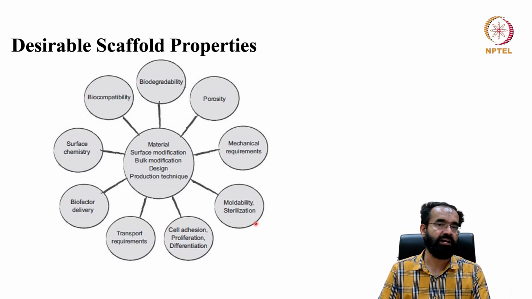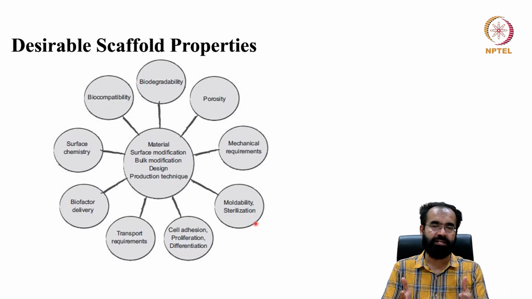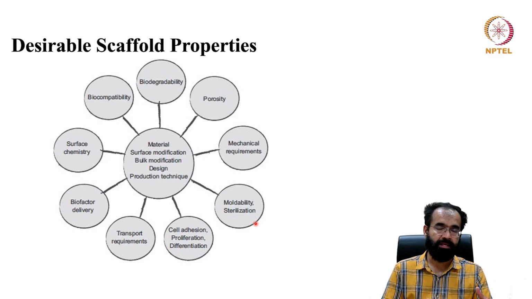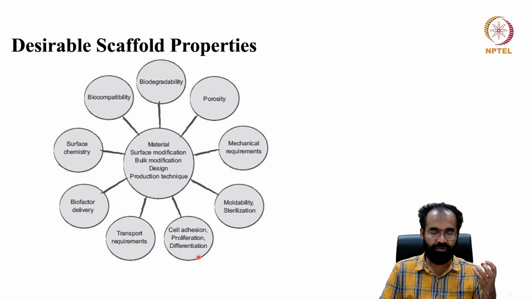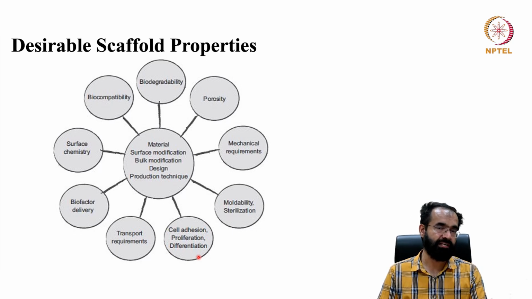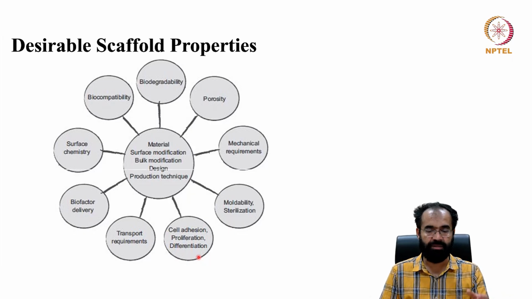And moldability and sterilization. You should be able to make it to any shape and mold, whatever shape you want for this biomaterial. Also it should be amenable for sterilization. If you sterilize either by autoclaving or UV radiation, if it deforms, then it's not a good biomaterial. And cell adhesion and proliferation and differentiation. It should support. Cells should feel friendly to this biomaterial so that it doesn't elicit an unwanted immune reaction or cells feel uneasy, unhappy, etc.